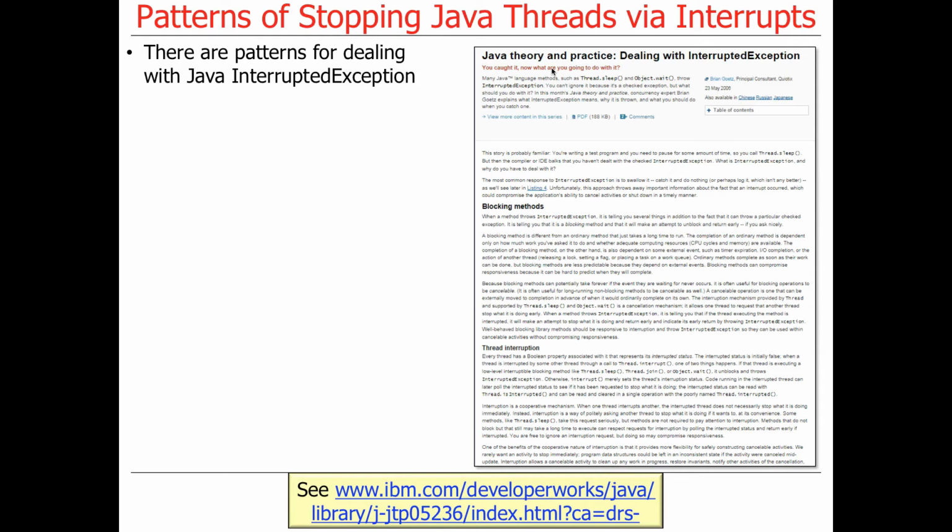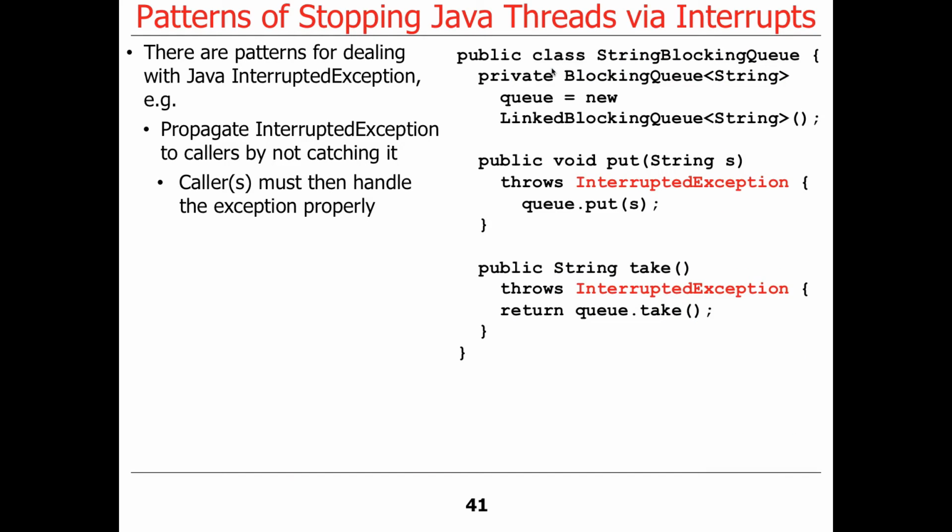Okay, so this is the article that you can take a look at. The main issue here is, if an interrupted exception occurs, what do you do with it in your code? How do you handle it? It turns out there are several different ways to handle it. One way is to propagate the interrupted exception to callers by not catching it. In other words, take a look here.